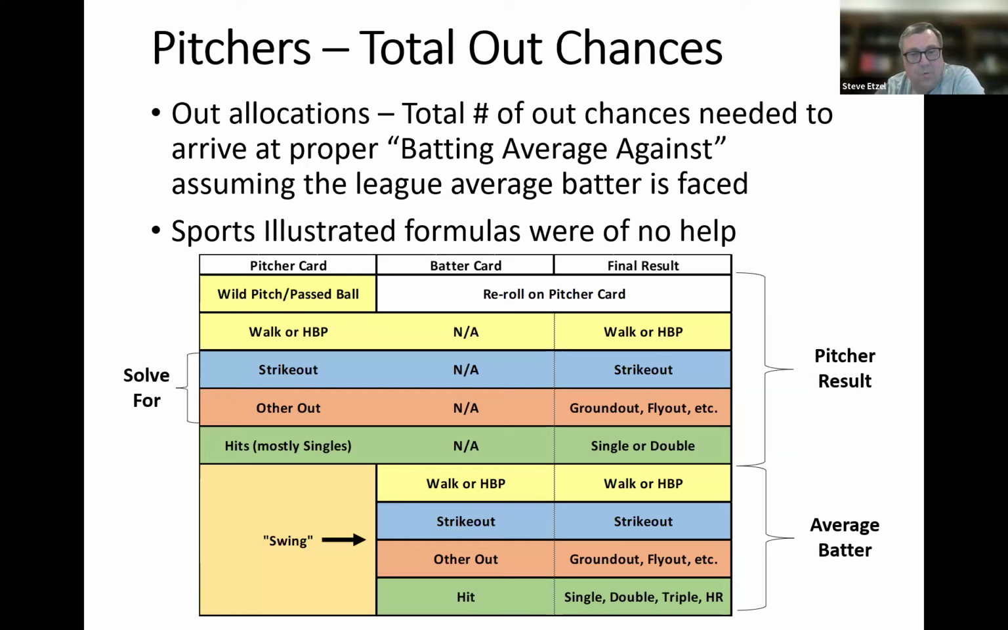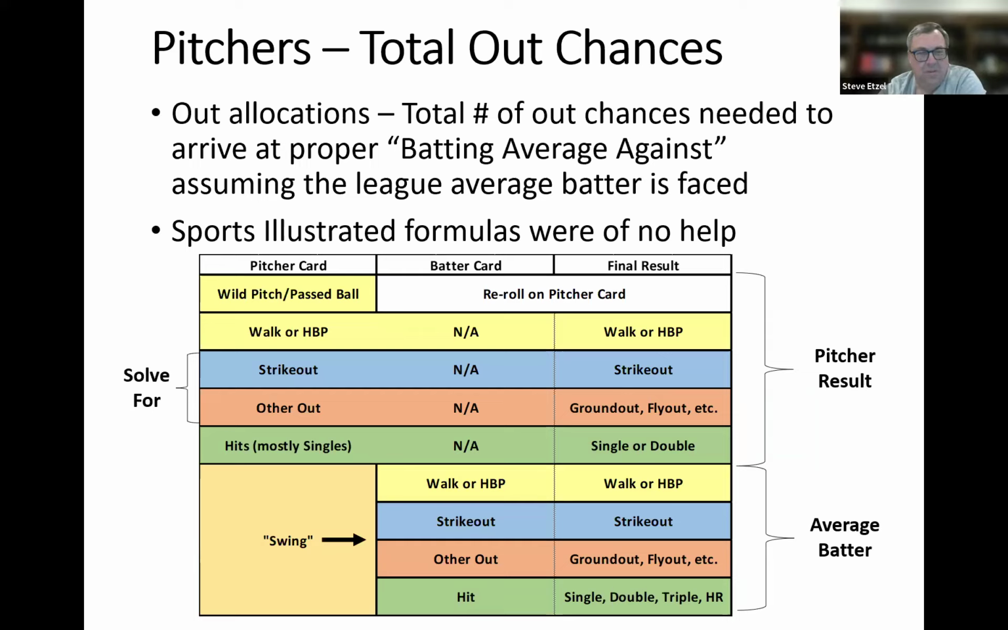I know what's on the batter card. I mentioned that. I figured out wild pitches and pass balls and how to put those on the pitcher card. And then those result in a reroll anyway. And then as I said, I did the correlation to figure out the walks on the pitcher card. Hit by pitch was pretty easy. I knew how many hits to put on the pitcher card, as I showed on the previous slide.